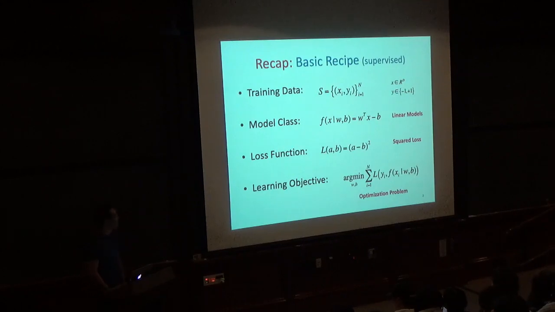And finally, all these things get put together into a learning objective, which simply says, given the definition of a model class, given a training set, and given the definition of a loss function, I want to find the model within this model class that minimizes this loss function summed over all the examples in the training set. And that's essentially what much of machine learning is.